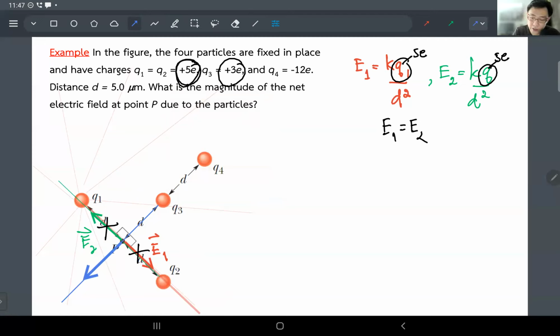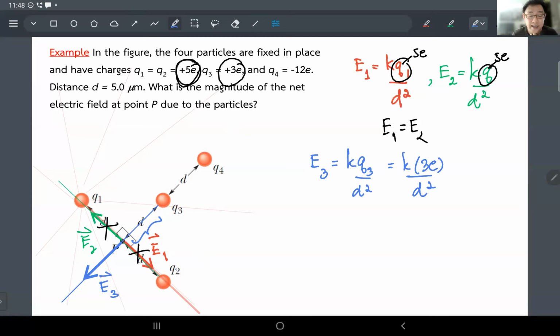We can figure out the magnitude as well. So the E3 is going to be K, Q3 over, now the distance is still D, so it's D squared. So I can put K, 3e, I don't have to take in the sign anymore, over D squared. Just leave it there. Now I know the magnitude of the E3. That is my E3, the blue.